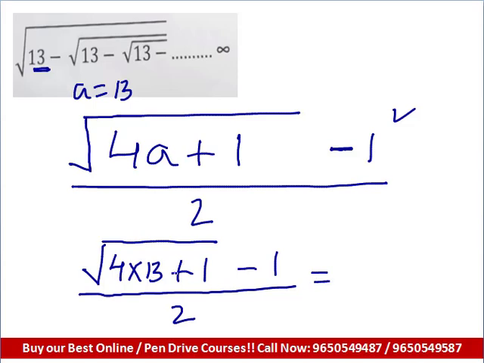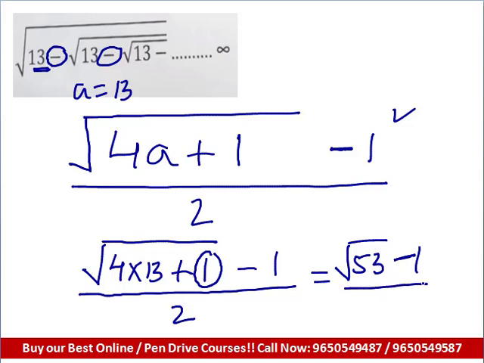13 4s are 52. 52 plus 1, it becomes the square root of 53. Square root of 53 minus 1. Since the sign was negative in our question, square root of 13 minus square root of 13, that is why we have a negative out here. So square root of 53 minus 1 divided by 2. That is the answer to this question.